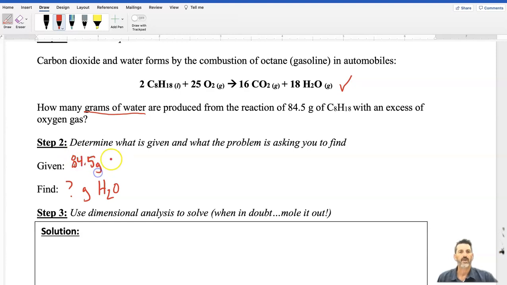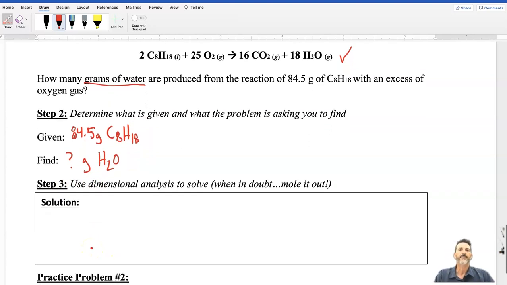84.5 grams of C8H18. So again, this is octane. This is basically the main component in gasoline. So when you put gas in your car, this is what happens. Your car goes through a combustion reaction and it produces CO2 and H2O and a lot of energy, which is what makes it actually go. All right, so we're going to start with the given. 84.5 grams of C8H18.